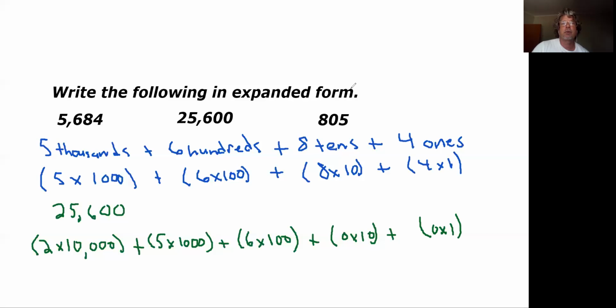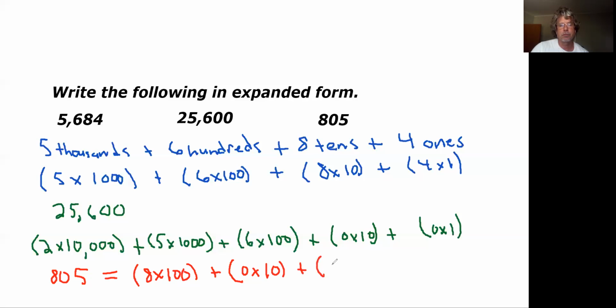Let's look at this last example. Let's look at the 805. So based on place value, the 800 means 800s, or 8 times 100. Plus then, and again, you can skip the 0 if you want to. I'm going to keep it in there. So the 0 just means there's not any 10s, so 0 tens. But again, you can just leave that out if you like. And then plus then 5 ones, 5 times 1.